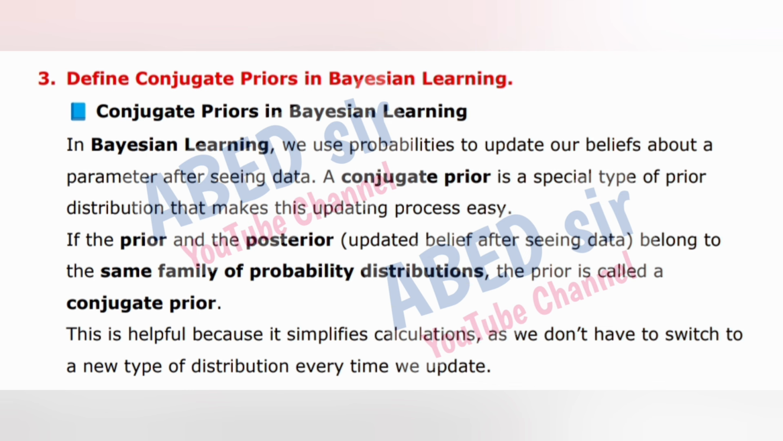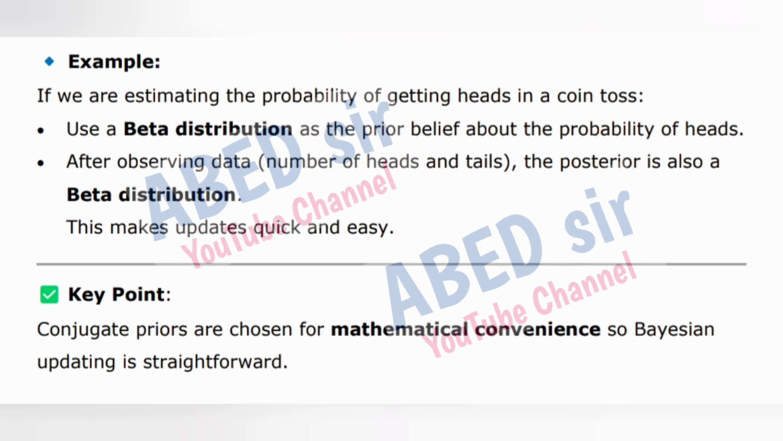This is helpful because it simplifies calculations, as we don't have to switch to a new type of distribution every time we update. Example: if we are estimating the probability of getting heads in a coin toss, use a beta distribution as the prior belief about the probability of heads. After observing data, the number of heads and tails, the posterior is also a beta distribution. This makes updates quick and easy. Key point: conjugate priors are chosen for mathematical convenience, so Bayesian updating is straightforward.